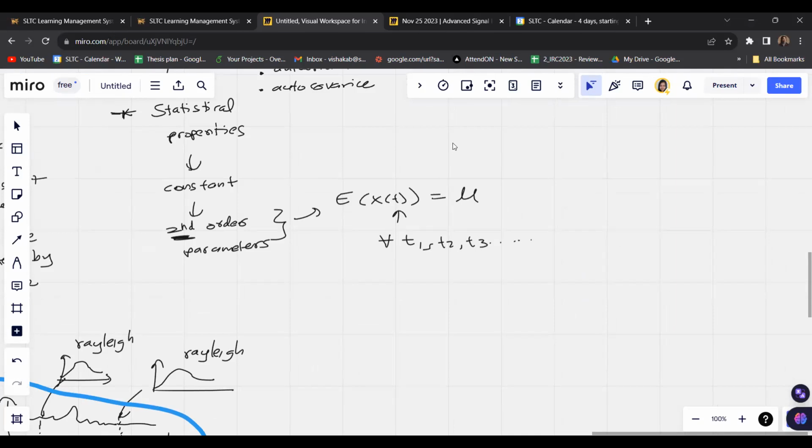Similarly, the variance value will also be the same, and next we will consider the autocorrelation value, right? I will take the variance value. The variance value of xt1 or xt will be the same, some kind of a sigma value, sigma squared. Right, so sigma squared represents the variance.